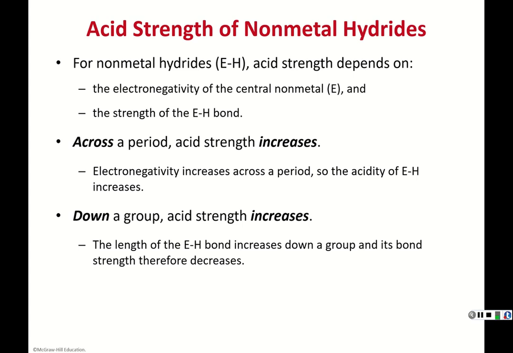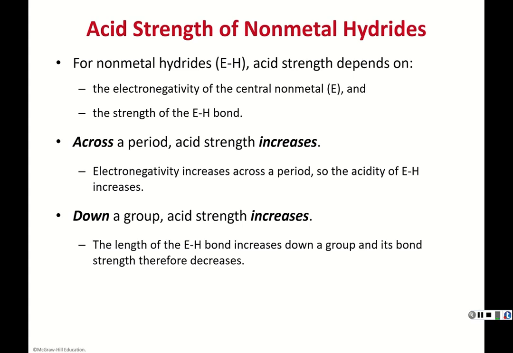If we think about acid strength of non-metal hydrides, the strength is going to depend on the electronegativity of the central non-metal element, and the strength of that non-metal to hydrogen bond. And if you think back to the first quarter of this class in the periodic trends, how would the trends for this property change when you look across a period or down a group?